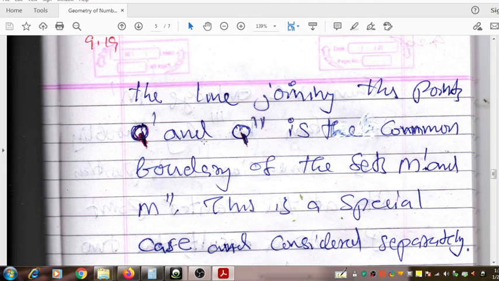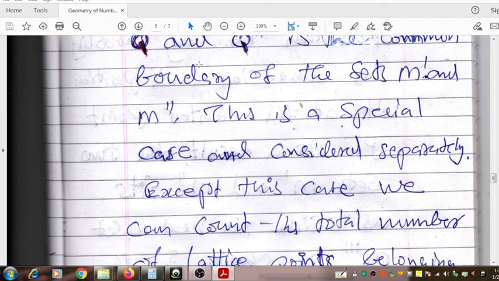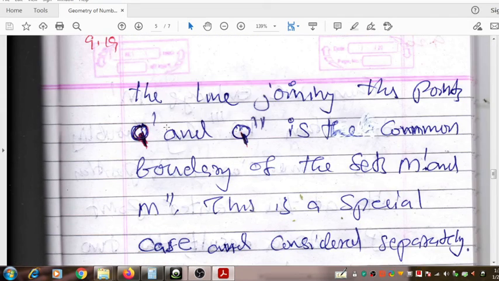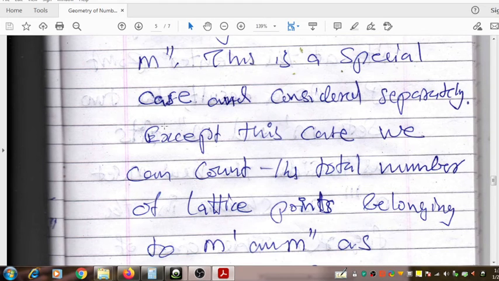Now we continue with the most common case, where we have only one point P on the shared portion of the boundary.